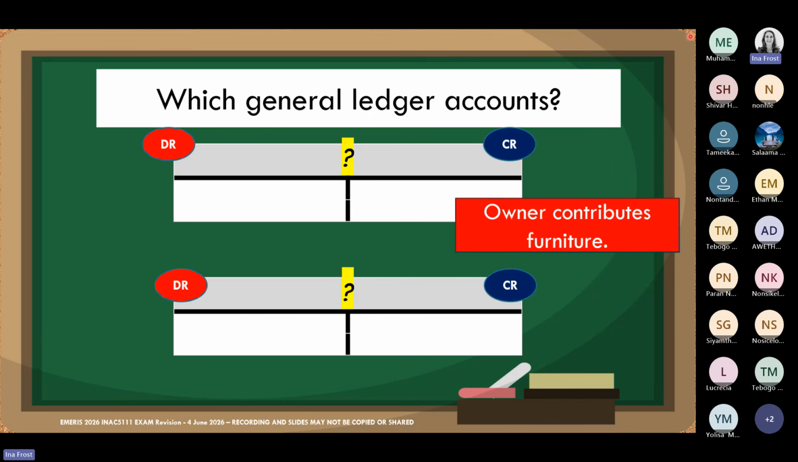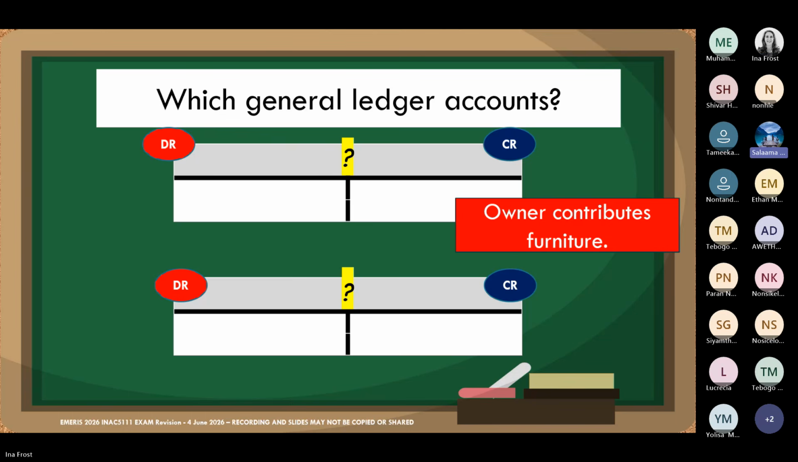So the first thing that you need to do when you are asked to prepare a general journal entry is to take a step back and say to yourself, which two or more general ledger accounts are being impacted by this transaction? Our transaction said our owner contributed furniture. I wonder if you can tell me which two general ledger accounts will now be impacted by this transaction. Salama, can we see if the students will put it up in the chat quickly?